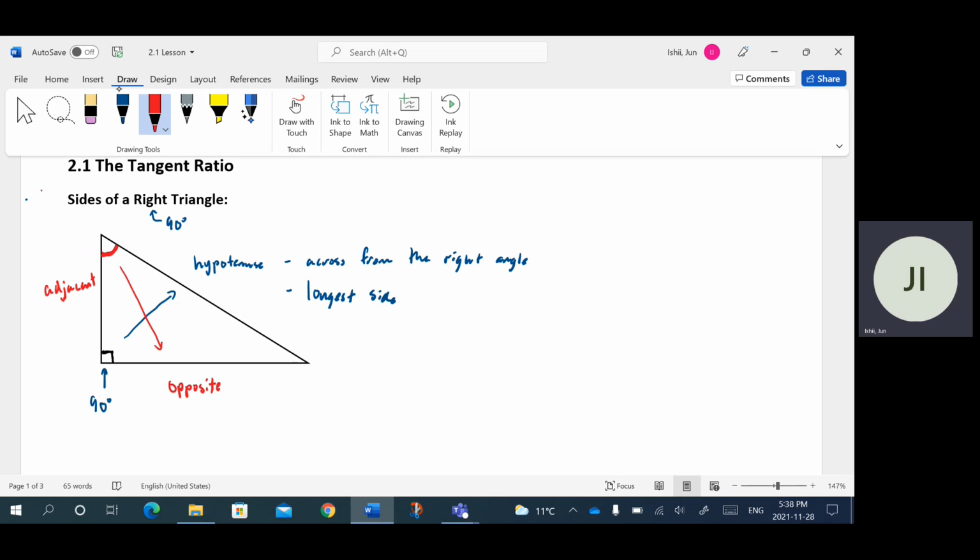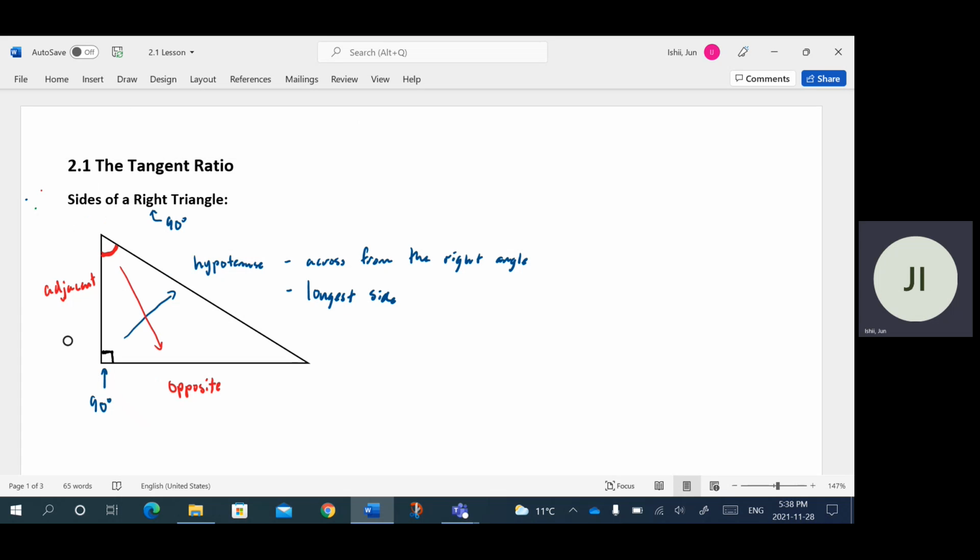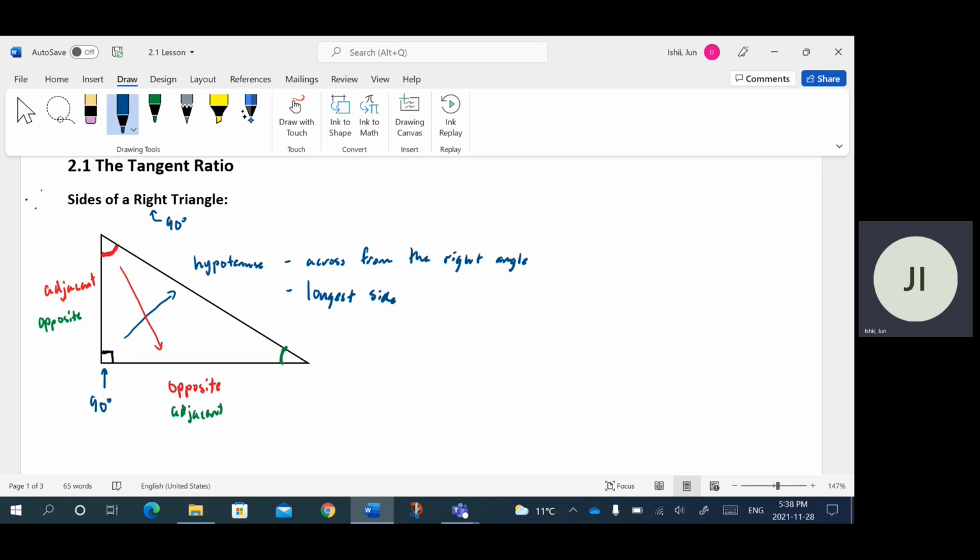Now, that being said, if in this diagram, instead of finding this angle, I was trying to find this angle over here in green, then this side over here, which is the adjacent side for the red angle, actually becomes the opposite side for the green angle, because it's across from it, and this becomes the adjacent side. So one of the key things you need to realize is that the opposite and adjacent sides depend on which angle you're working with.